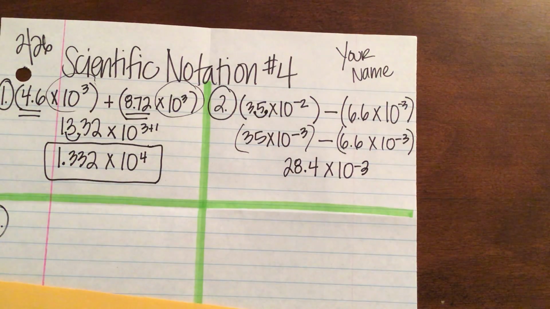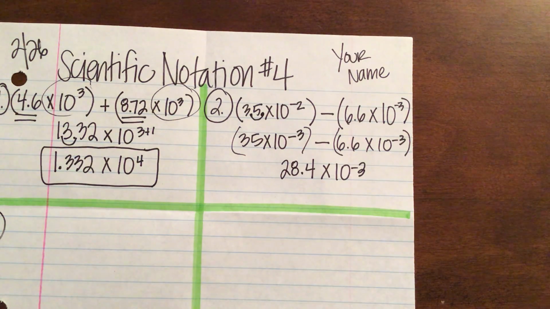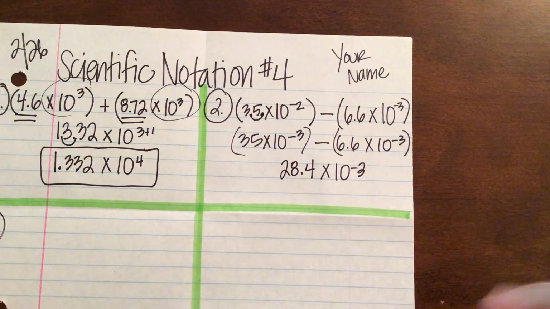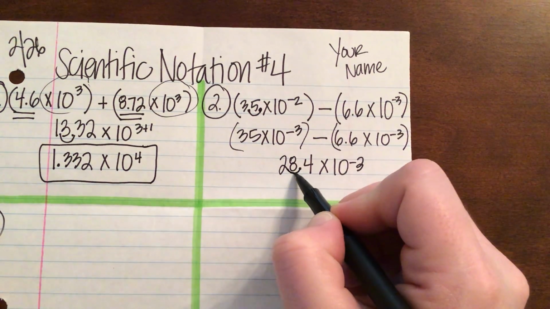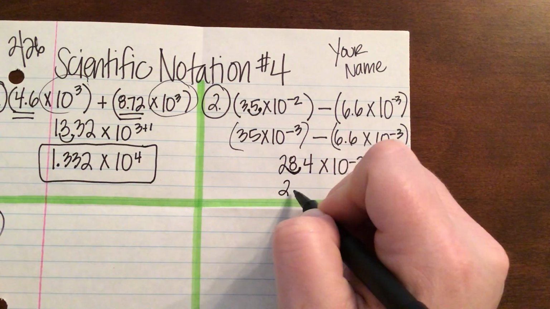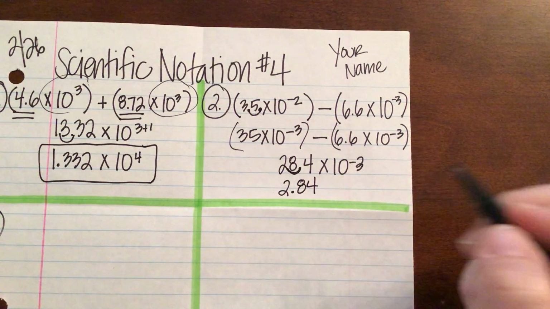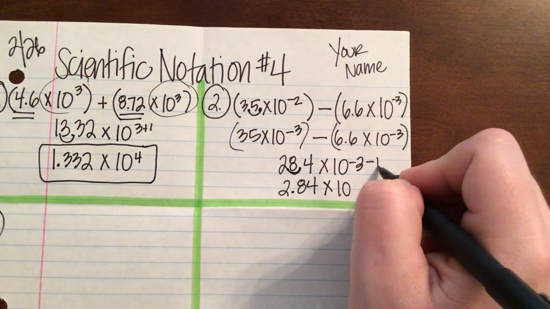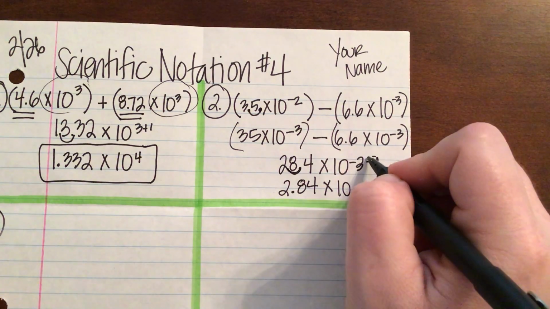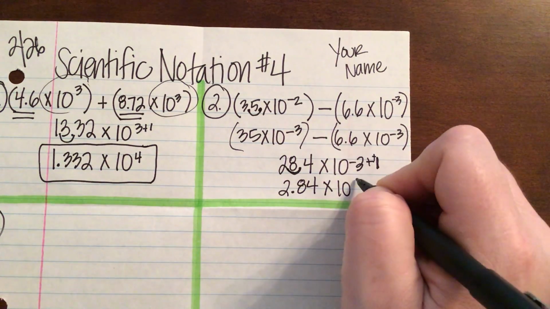Give me a thumbs up or a thumbs down. Is that right? Does that look good? I need to fix it. Can I have 28.4? No. I have too many moves. I need to go back one move. It should be 2.84 times 10, and I need to take away a negative move. So I add to get -2.